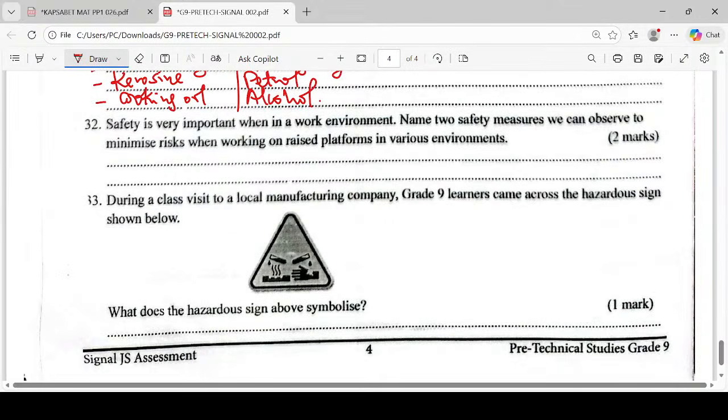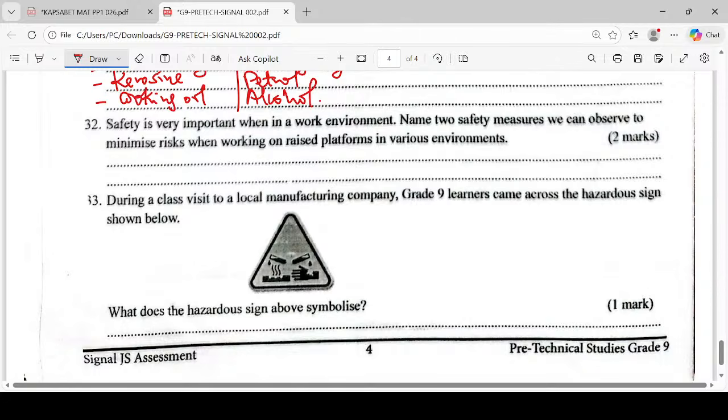Question 32. Safety is very important when in a work environment. Name 2 safety measures we can observe to minimize the risks when working on raised platforms in various environments.